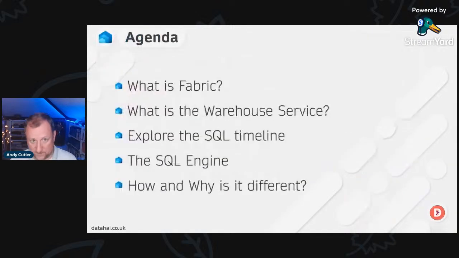So actually, the agenda we'll go through is we're going to touch on a little bit about what Fabric is. That's not the subject of this session, because what is Fabric is a whole session and a whole day in and of itself. So we'll keep that very short because I want to dive into the warehouse service. I want to look at the T-SQL or the SQL timeline, the engine timeline of where we've got to. Look at the SQL engine itself. So what's underpinning this new engine in Fabric, and why is it there? Why do we want to use this? Why have Microsoft created this service?